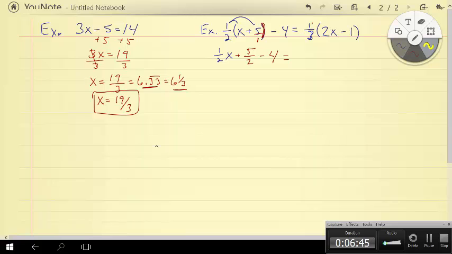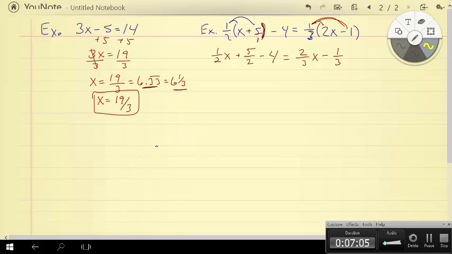And then on the right side of the equation, we're going to distribute the 1/3 in. 1/3 times 2 is 2/3. So 1/3 times 2x is 2/3 x. And then 1/3 times negative 1 is negative 1/3. Now, looking at this, we have the presence of fractions.